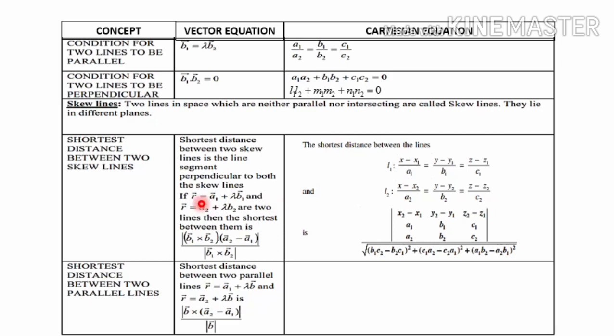When equations are given to you in the form r = a + λb, you must be able to identify vector a and vector b. Then the direction ratios and direction cosines, x1, y1, z1, x2, y2, z2, all these things you have to know how to identify from the equations.